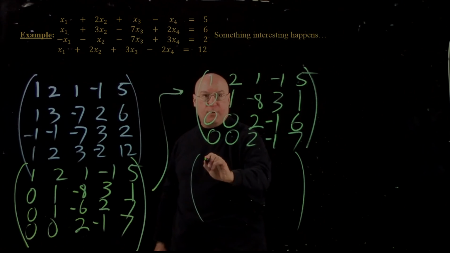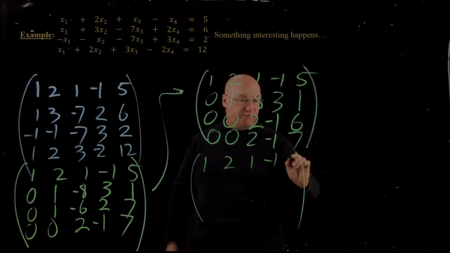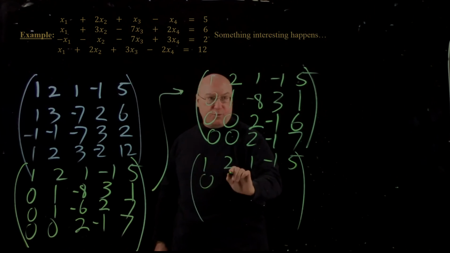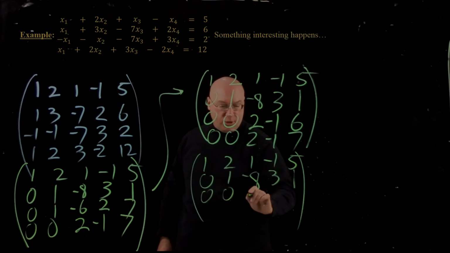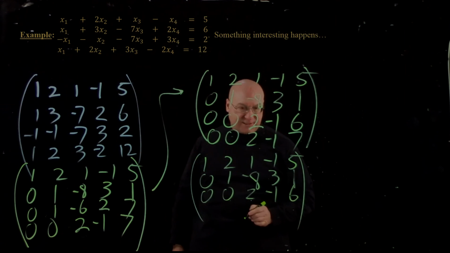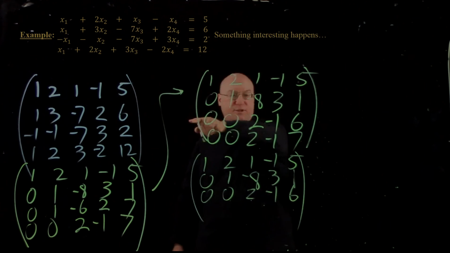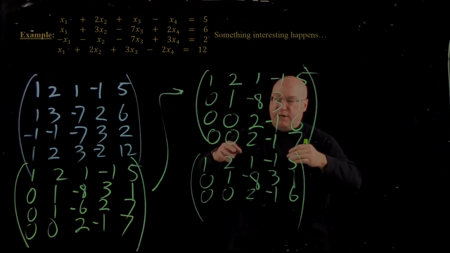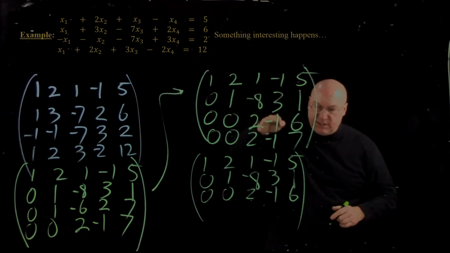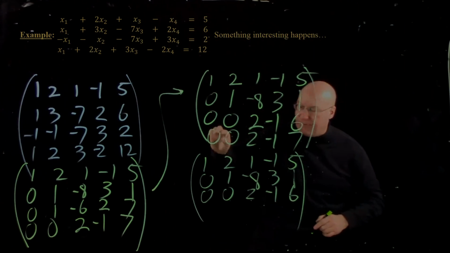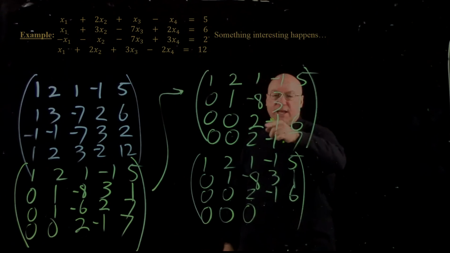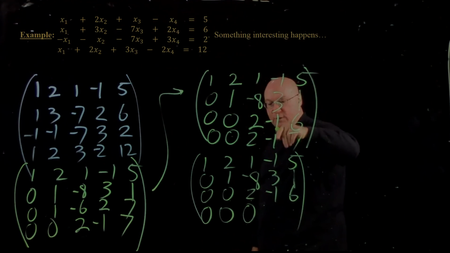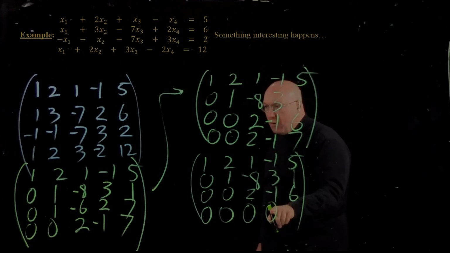So let's do it. 1, 2, 1, negative 1, 5, 0, 1, negative 8, 3, 1, 0, 0, 2, negative 1, 6. Finally, I'll take negative 2 times this row and add it down. Negative 1 times this row and add it down, and that'll wipe that out, right? So I have my 0, I have my 0. This will give me a 0. But look, negative 1 times negative 1 is positive 1, added there is a 0. We got a 0, a bonus 0.